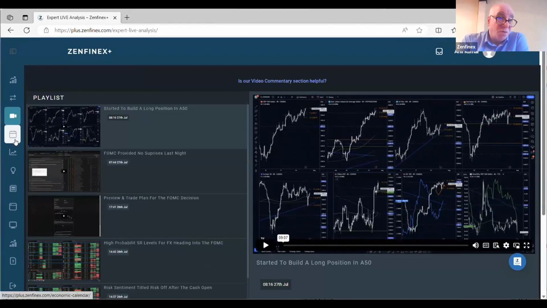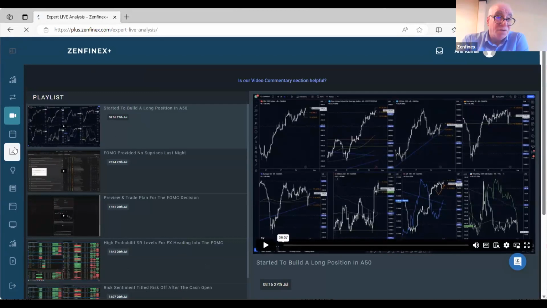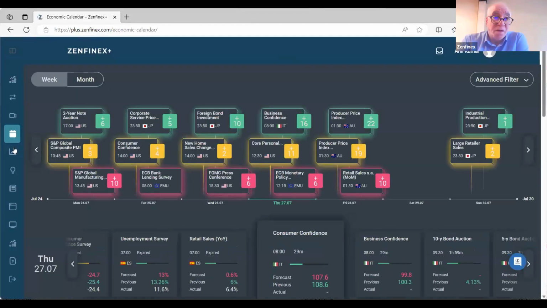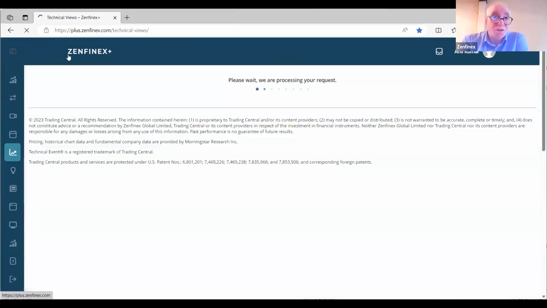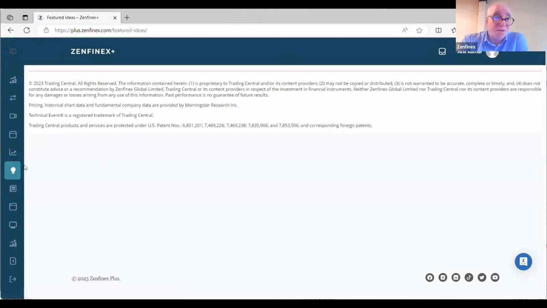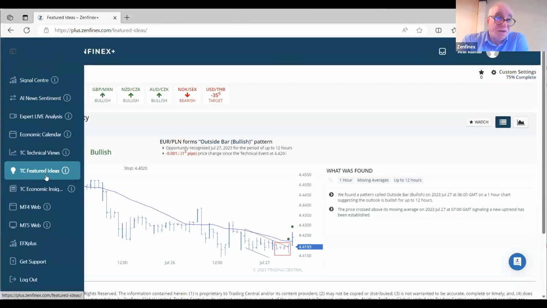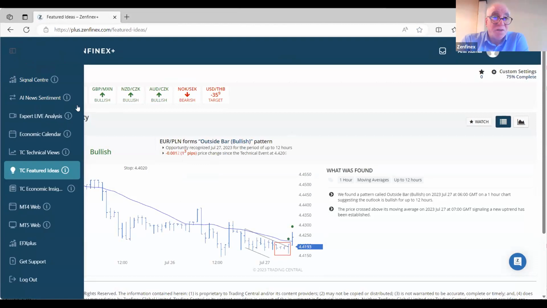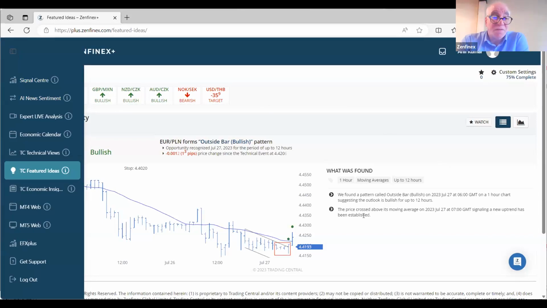And all these tools are there for your purpose to educate yourself and to see if they have any use for you. I do have videos inside this portal that will show you how to use each of these tools, but really they're here just to guide you and help you and educate you to utilize these trading ideas, so that we have trading ideas, economic insights, technical views. And if you do get into this portal, you've signed up, you can always send me a message from there, and I'll try to help you in terms of finding good trading opportunities. So this is a quick overview of the Plus Zenfinex tools.